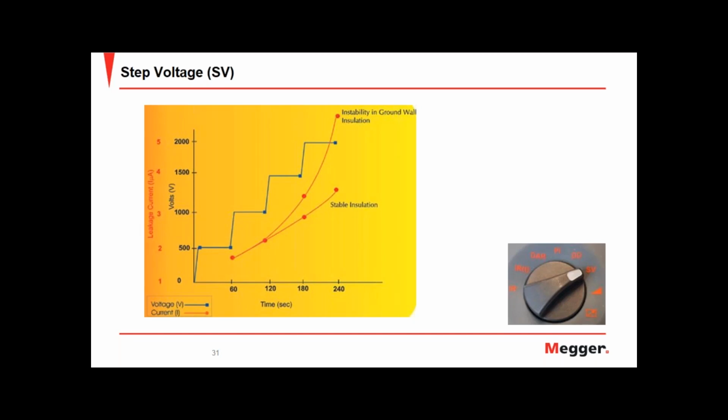As you can see, on the lower red line, we're seeing more or less a straight line, which indicates we have stable insulation. We can also see on the other red line, the middle line in between the blue and the stable insulation line, that because the current is increasing quite dramatically, this indicates that there's an instability in the ground wall of the insulation.